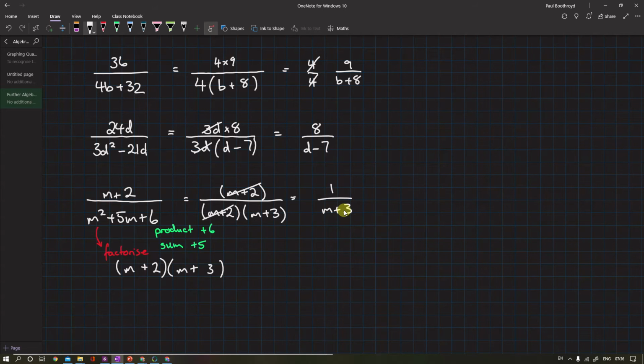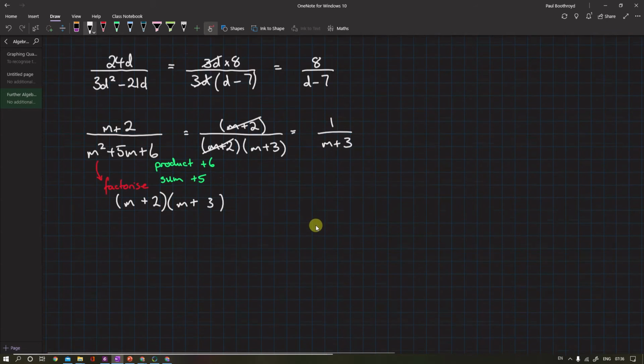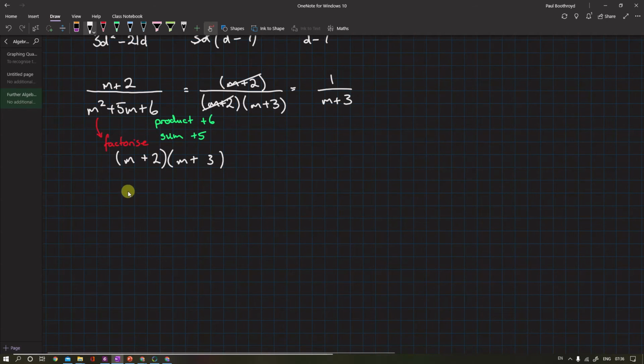Let's try and make it a little bit harder again and go for slightly less obvious numbers. Let's go for a quadratic and a quadratic. So we get r squared plus 7r plus 10, and that's going to be over r squared plus 2r minus 15. So we need to think about, can I factorise the numerator and denominator? We want a product of 10, sum of 7. Right, they're going to be 5 and 2.